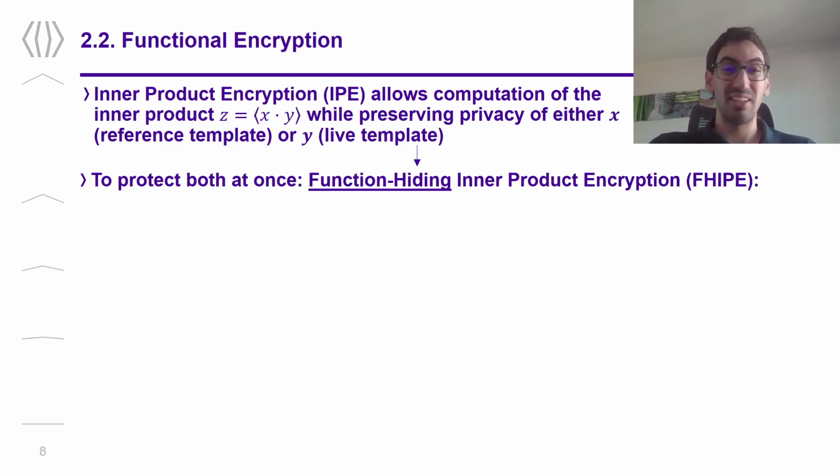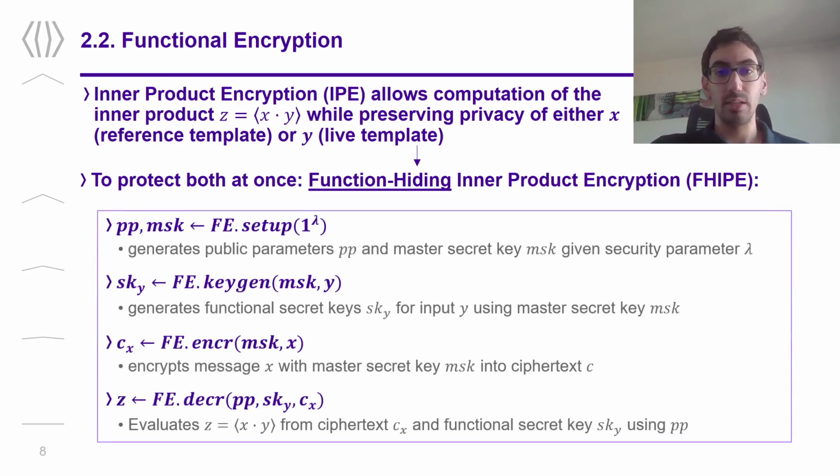However, the standard functional encryption or inner product encryption is not enough for us. We need to add one extra constraint, one extra condition. That is, we want to protect both x and y at the same time. For this, we need function hiding inner product encryption, or FHIPE in short. And these are the four algorithms that compose this scheme. One by one, we have the setup that generates public parameters and master secret key MSK given a security parameter lambda.